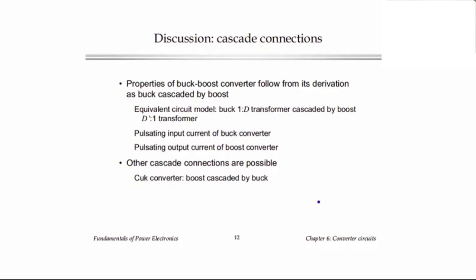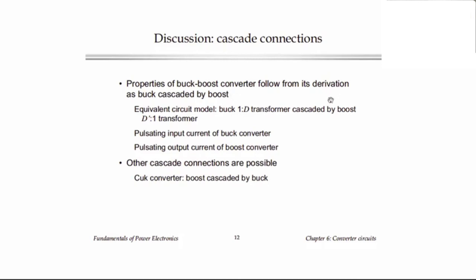Okay, so cascade connections of converters then can actually lead to new converters as well. We cascade two converters and then simplify the result, and we can generate a new converter with properties that combine the properties of the two individual original converters.